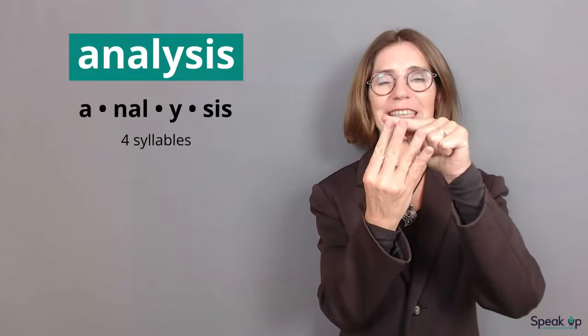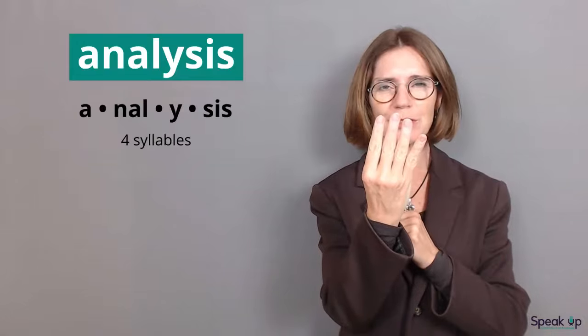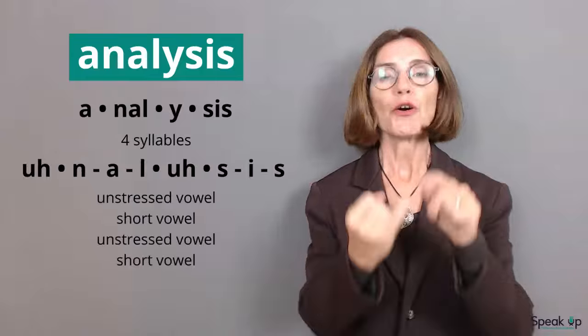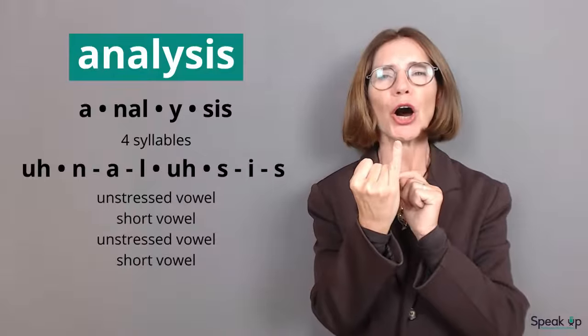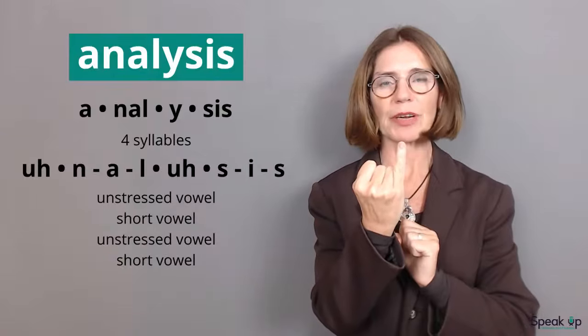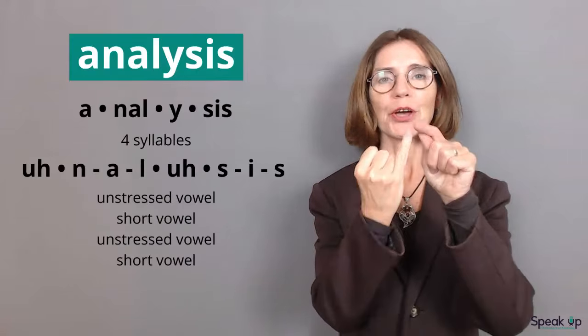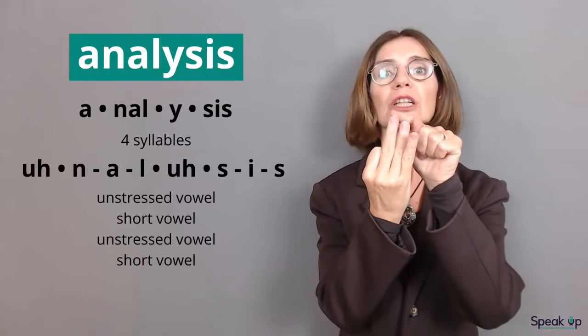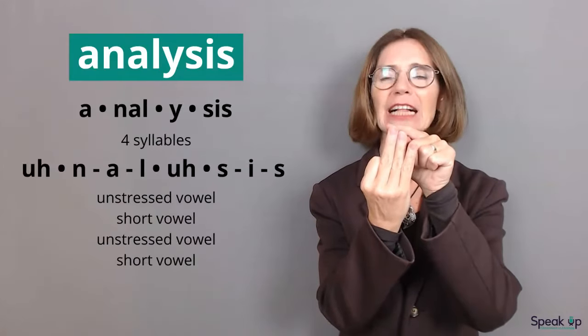Now let's have a look at the noun. Analysis. How many syllables? Analysis. 4 syllables. Now let's look at the sounds in those syllables. First syllable, weak, unstressed vowel. Second syllable, n, a, short vowel, nal.